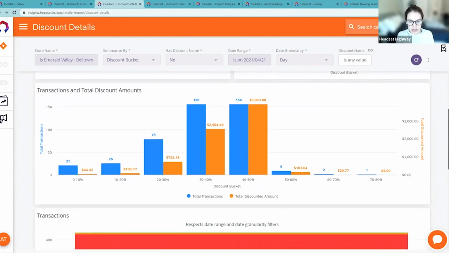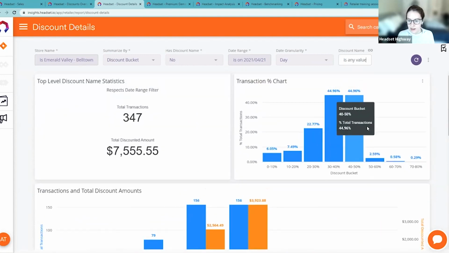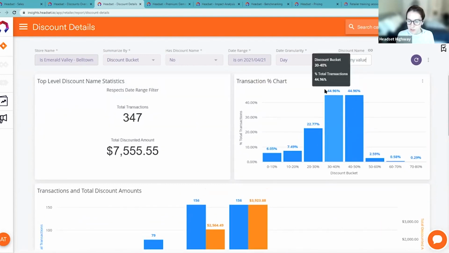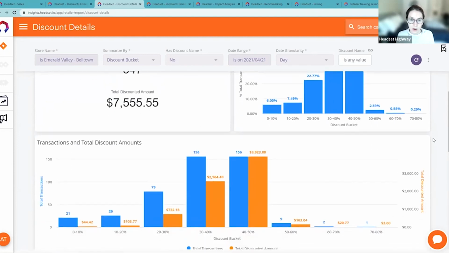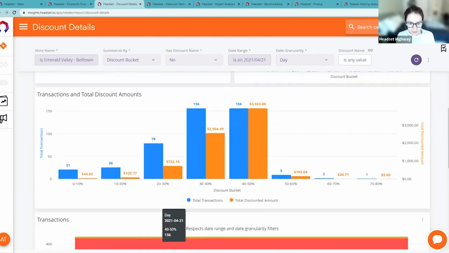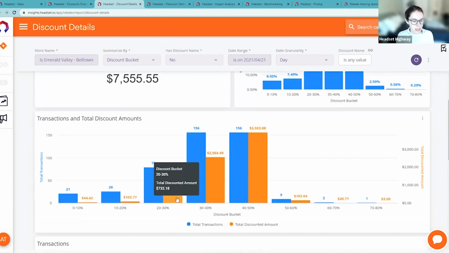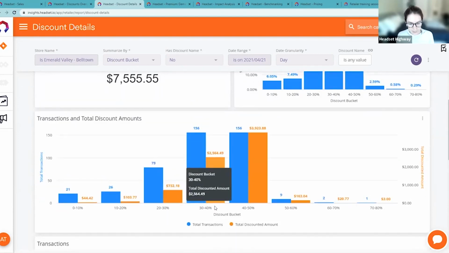So maybe we want to see, what did this mean in terms of total discounted amount? I see that our transaction percent of total transactions are about the same percentage, but did they bring in the same amount of money? Or were they equal to the same discounted amount, I should say.